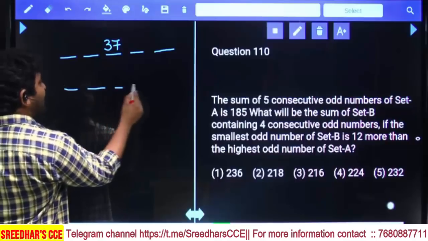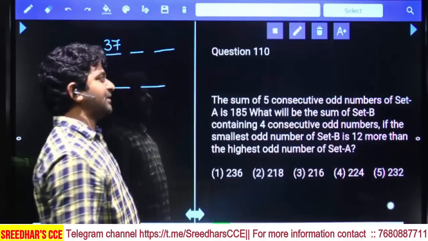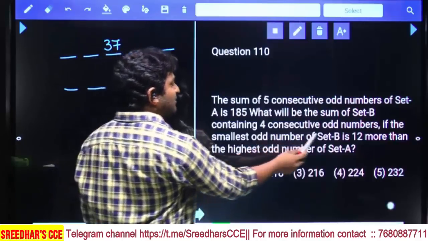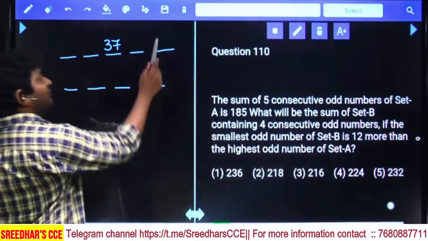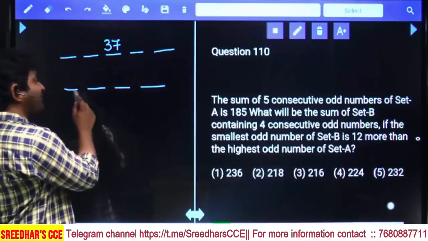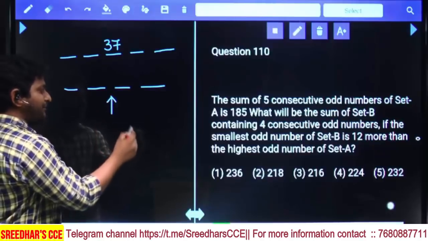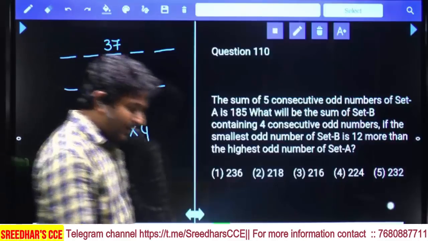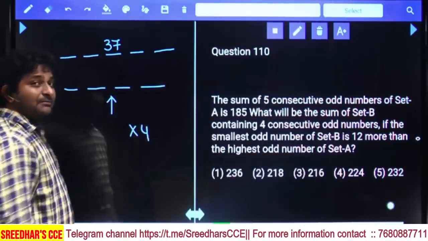In set B we have 4 numbers only. These are all 4 consecutive odd numbers. You are asked to calculate the sum. Here the smallest odd number in set B is 12 more than the highest odd number of set A. We need to know the highest odd number. See, how do we get the sum of 4 numbers in set B? Average multiplied by the number of numbers, 4. Average in the sense that should be the middle number.